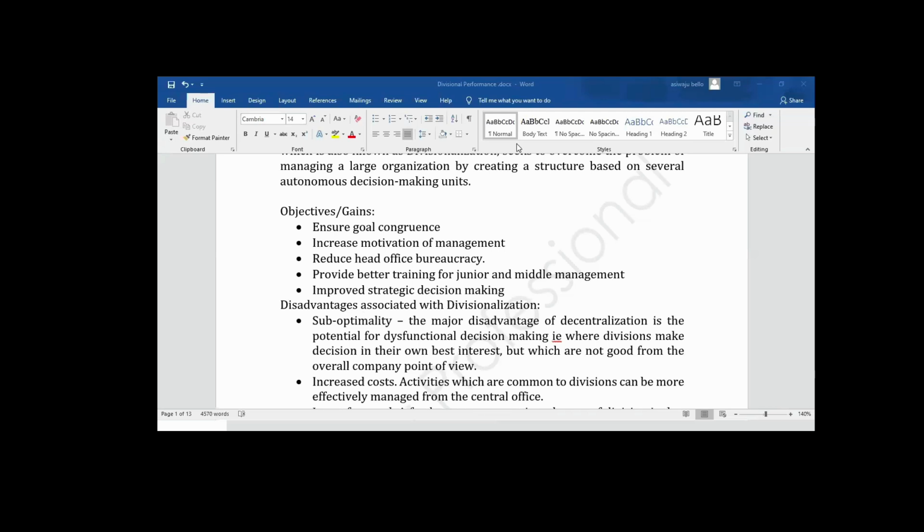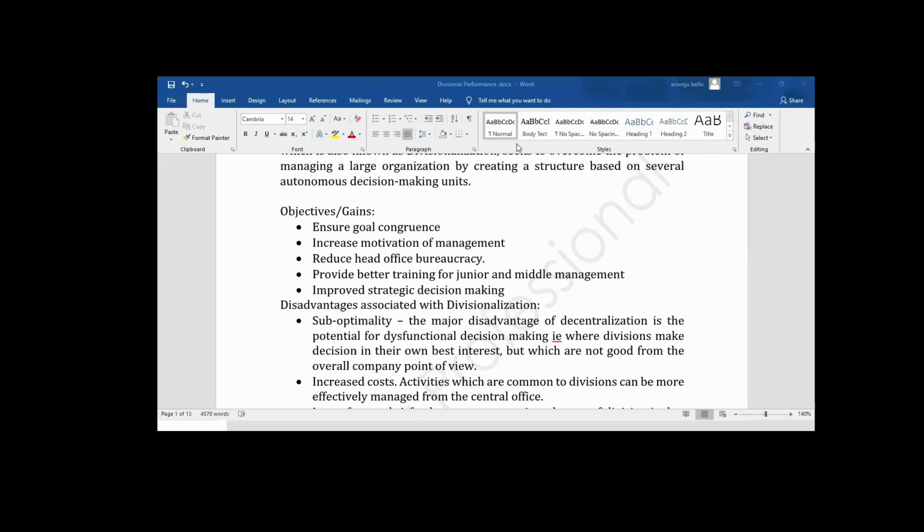Let me explain suboptimality first. Suboptimality means a situation where a division makes a decision not in the best interest of the company, where a division takes a decision that is not in the best interest of the company as a whole.